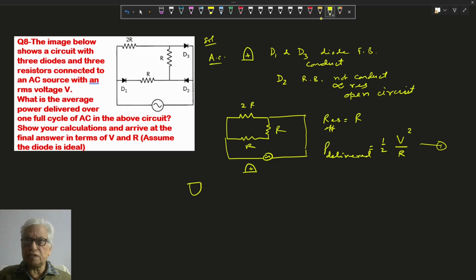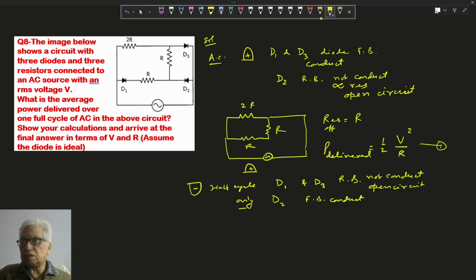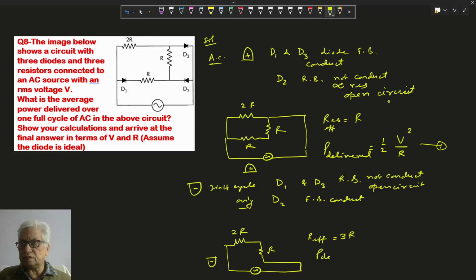For the negative half cycle, D1 and D3 are reverse biased. They will not conduct. They are behaving like an open circuit, and only diode D2, forward biased, will conduct. So the circuit will become like this: 2R and this resistance is R, with the diode supply source for the negative half cycle. So here the effective resistance will be 2R plus R, 3R. The power delivered here is 1 by 2 of V square divided by the resistance, which is 3R.